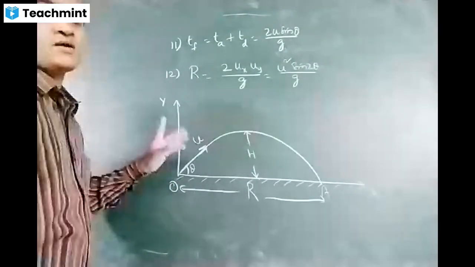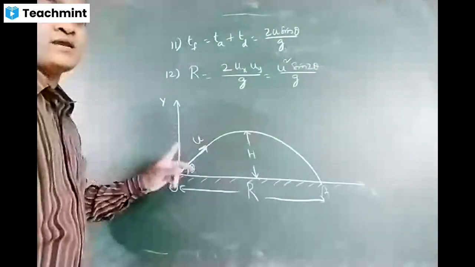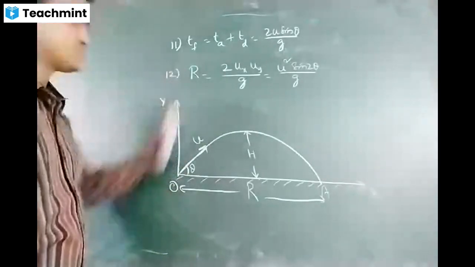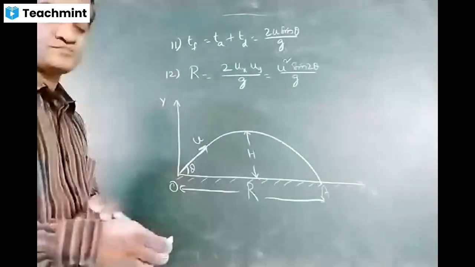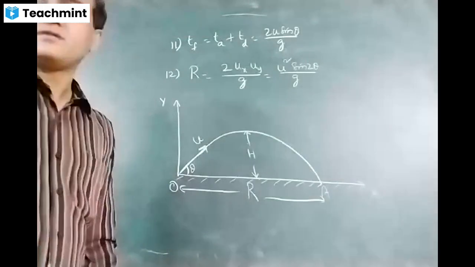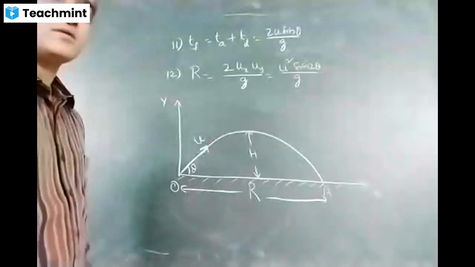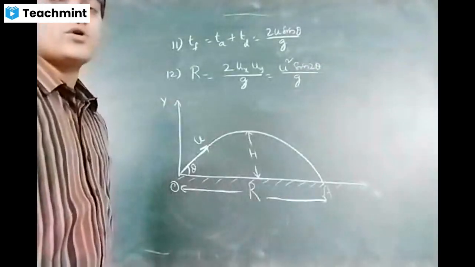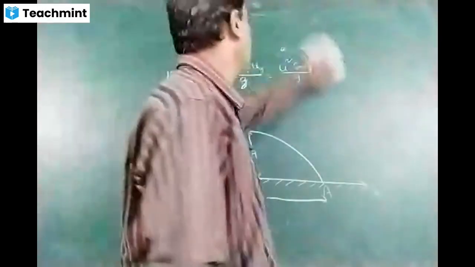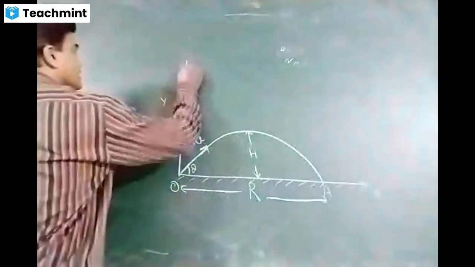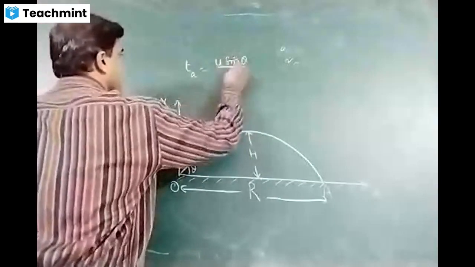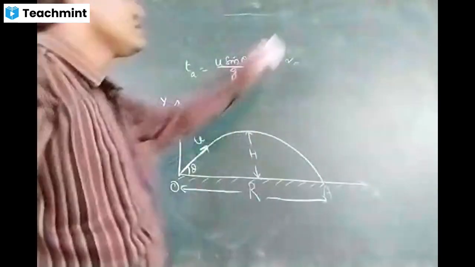Again, the time taken by a particle to reach maximum height is called what? Time of ascent. What is the formula you got for time of ascent? U sin theta by g. The time of ascent is equal to u sin theta by g. This is the formula we use in case of a projectile.